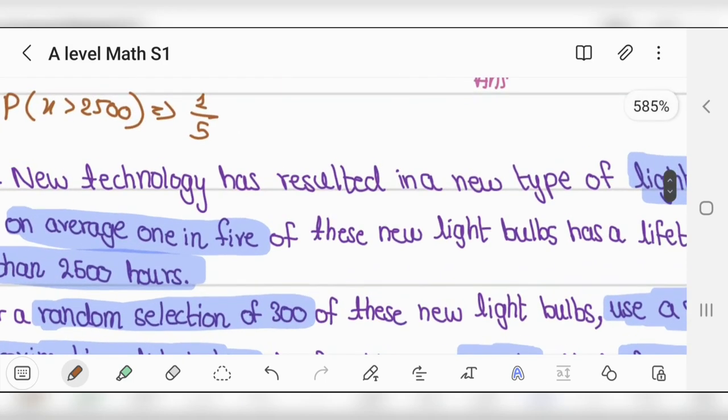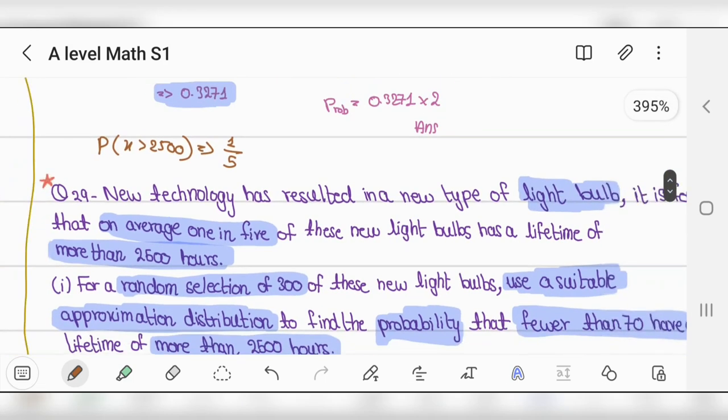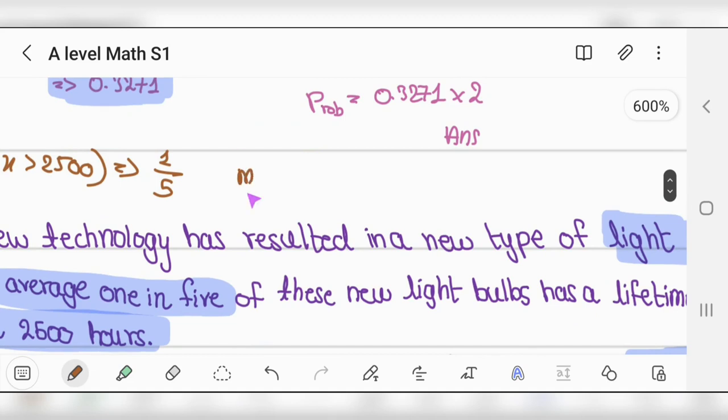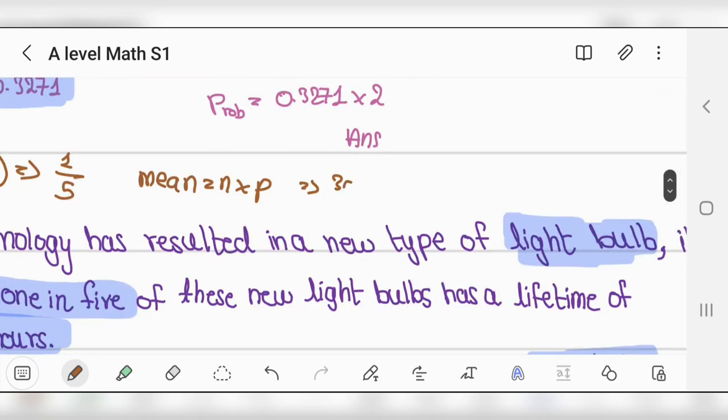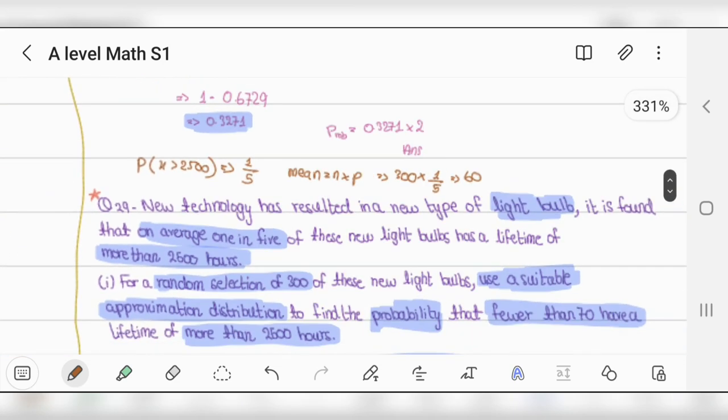So here's what's going to happen. I'm going to calculate the mean, and the mean is equal to n multiplied by p. N is 300, and multiply this by 1 upon 5. Maybe I can just use a calculator. 300 multiplied by 1 upon 5, and I got 60 as the mean.